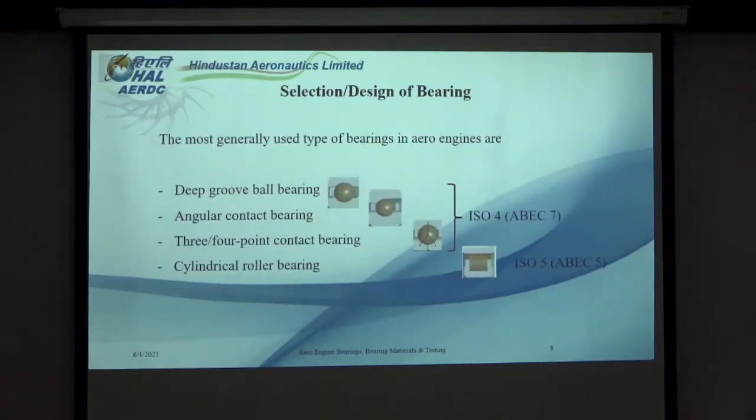These are the four commonly used bearings in aero gas turbine engines, though there may be some exceptions: deep groove ball bearing, angular contact bearing, and 3 or 4 point contact bearing, which have to conform to a precision class such as ABEC 7 or ISO 4, and then cylindrical roller bearing.